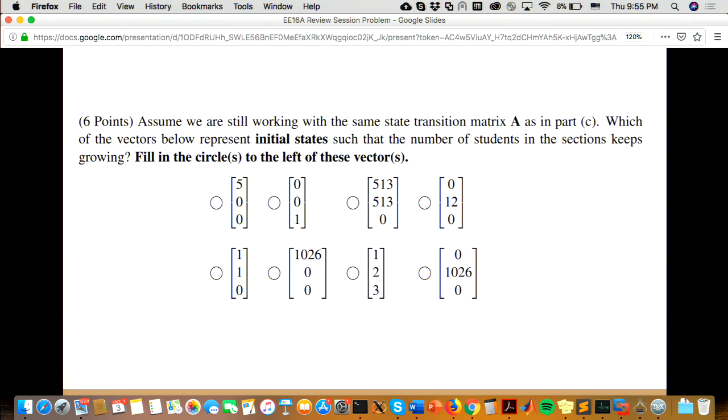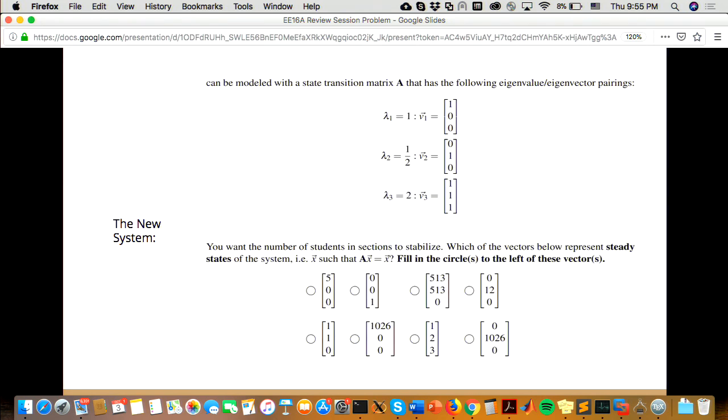Similarly, we have a question of what kinds of initial states can we start with so that the number of students in the sections keeps growing? Well, we go back up here and we notice that growing means that the magnitude of the lambda value would be greater than 1. And so if we look at the last entry, lambda sub 3, that's equal to 2. So that would satisfy what we're looking for. And the eigenvector corresponding to that is 1, 1, 1.